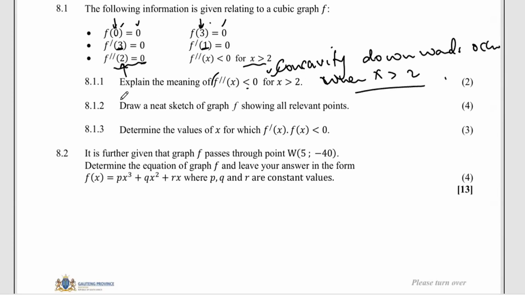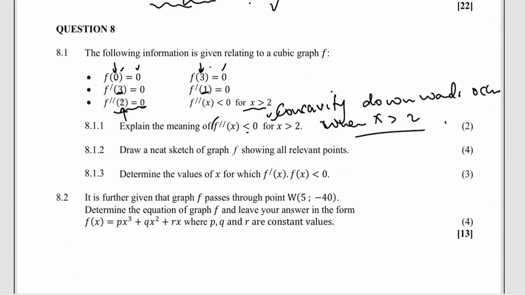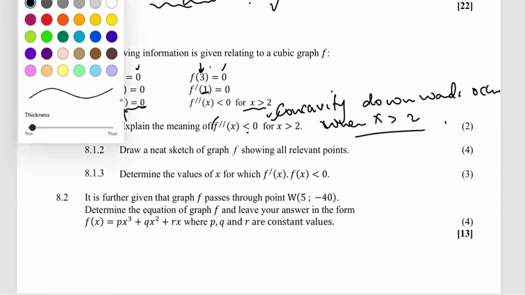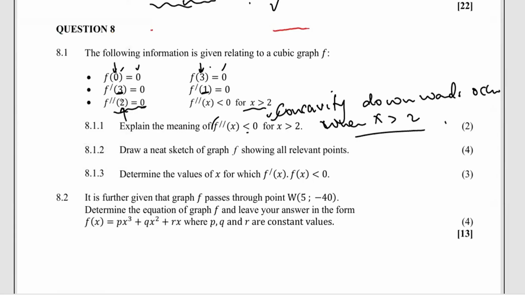All right, then 8.1.2, draw the sketch of the graph f showing all the relevant points. Okay, I'll just squeeze it here, because all we need is just the intercepts and all of that. So if this is our y, then this is our x. So we said this is a point of interest. We said 1 is going to be a turning point. And then we said 3 is also a turning point and an intercept.